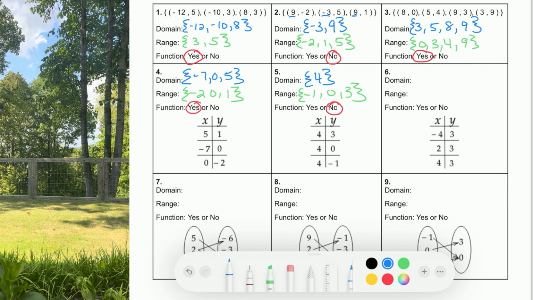Number 6, our domain is -4, 2, 4. Our range is just 3. All right, so do any of our x values repeat? No, they don't. So this is, in fact, a function.